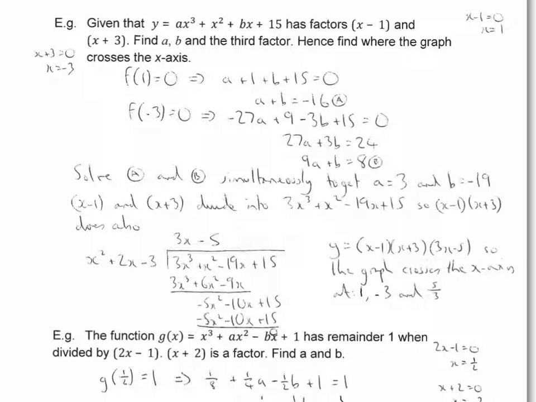Minus 3, because minus 3 is what makes this 0. So, when I plug in 1, I should get 0. So let's plug in 1 to this thing here, and we get an answer of 0. I rearrange that then to get a and b on one side and the number on the other.